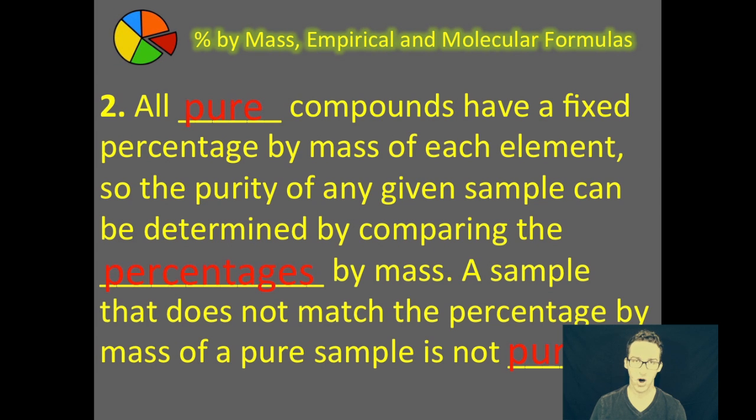Number 2, all pure compounds have a fixed percentage by mass of each element. So the purity of any given sample can be determined by comparing the percentages by mass. A sample that does not match the percentage by mass of a pure sample is not pure. So if they match, you win. If they don't, not the same. Or it's not pure.